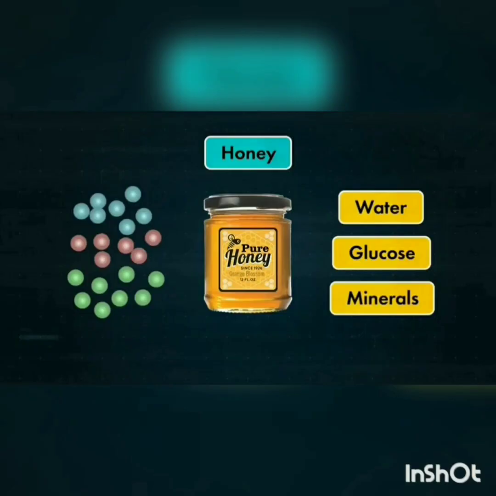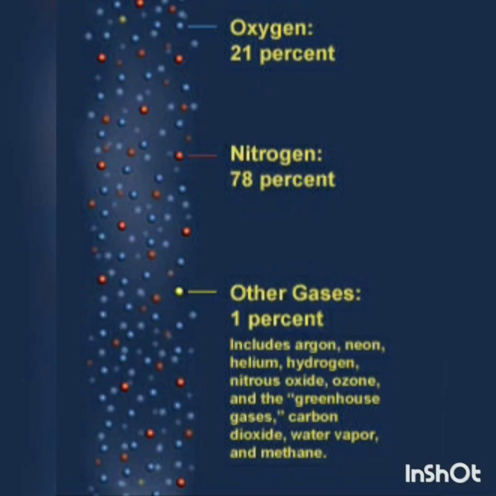Look at this bottle of honey. It's written pure. Do you literally think it's pure? No, it contains various components like water, glucose, minerals, etc. So again, it's not a pure substance according to chemistry. The air you breathe is also not pure. It contains various components like oxygen particles, nitrogen particles, various inert gases, water vapors, smoke particles, dust particles, etc.